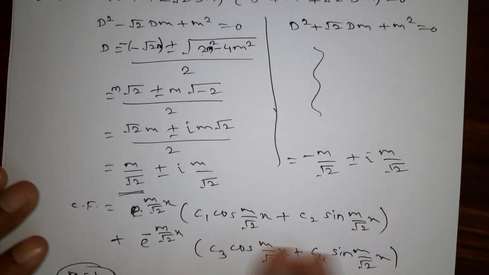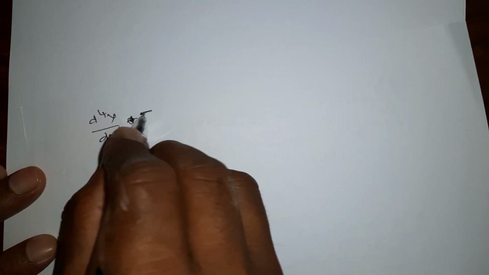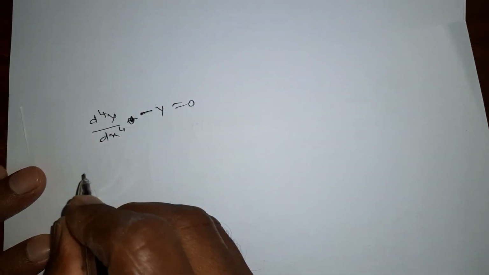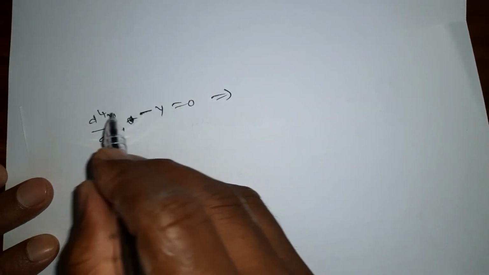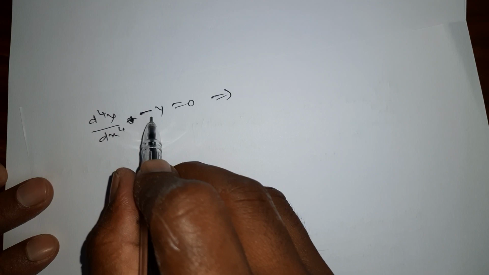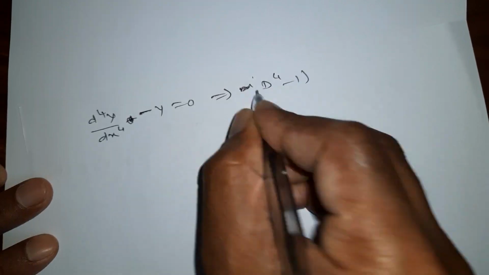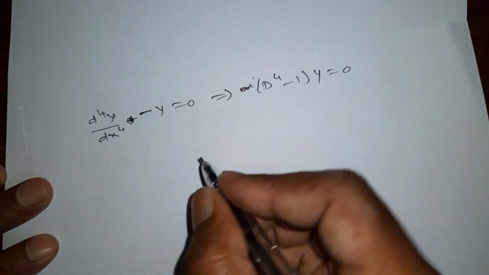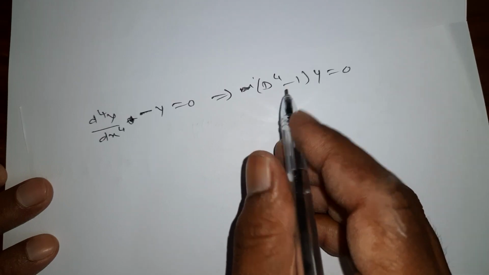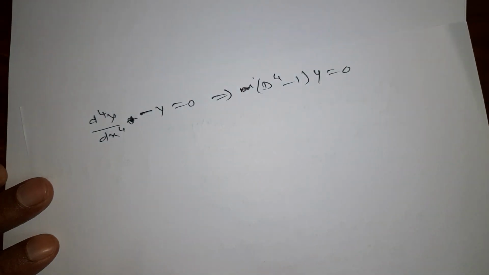Take one more example on complementary function and we will complete this concept. Here the example is d raised to 4 y by dx raised to 4, instead of plus we take minus now, minus y is equal to 0. So, if you compare this term with the last example, here I take m equal to 1 and minus sign. So, here D raised to 4 minus 1 operating on y is equal to 0. I have taken minus sign. So, minus sign is there, then our calculation becomes easier.